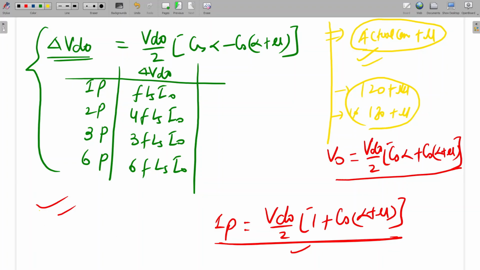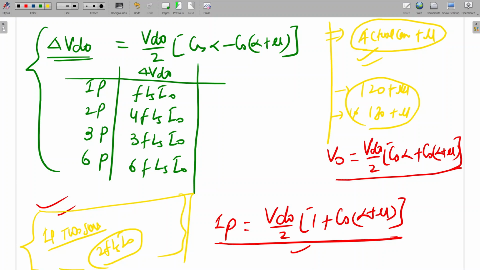And another type of variable we have is single phase only, single phase two source was there. There it was 2 FLS I naught. That you have to remember. Is it clear? This is the summary. Based on this only, you can attempt all the questions. You'll get the answer.